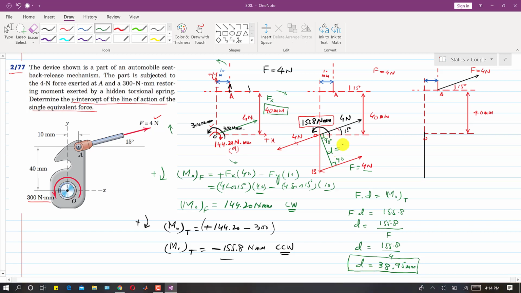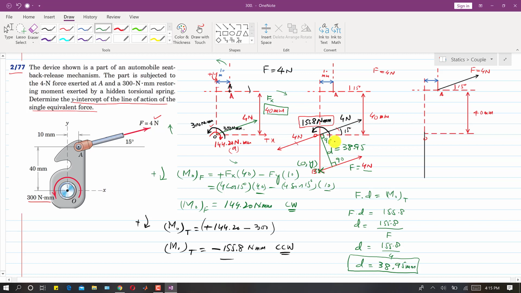Now this D is 38.95 mm, and in the problem we are asked to find the y-intercept of the line of action of this force. So this is that y-intercept, the coordinates of this point B. The x coordinate of B is 0, and the y coordinate is some value in mm. We need to find that value, which is equal to the length of OB.